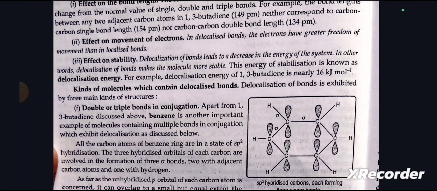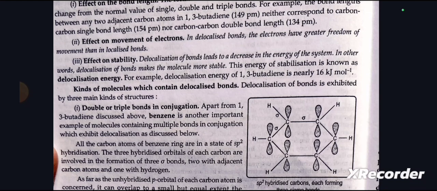Second, effect on movement of electrons. In delocalized bonds, the electrons have a greater freedom of movement than in localized bonds. Third, effect on stability. Delocalization of bonds leads to a decrease in the energy of the system. In other words, delocalization of bonds makes the molecule more stable. This energy of stabilization is known as delocalization energy. For example, the delocalization energy of 1,3-butadiene is nearly 16 kilojoule per mole.